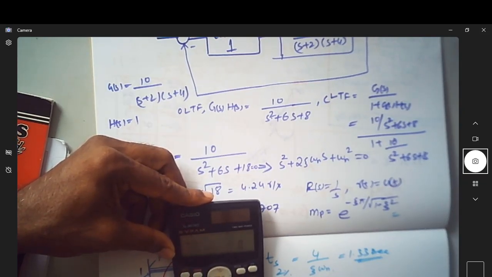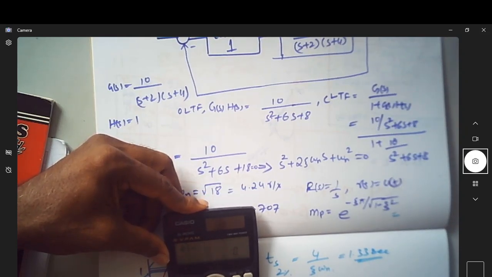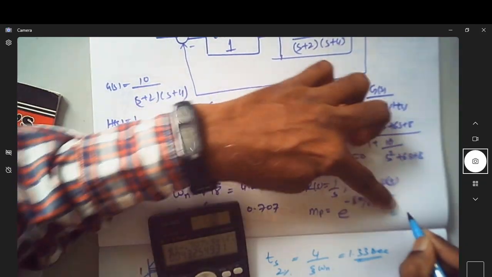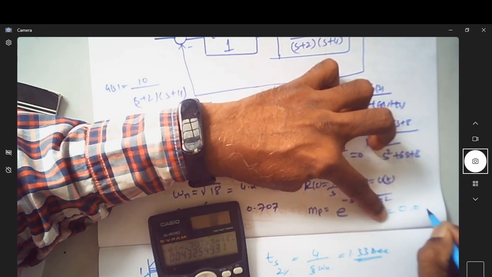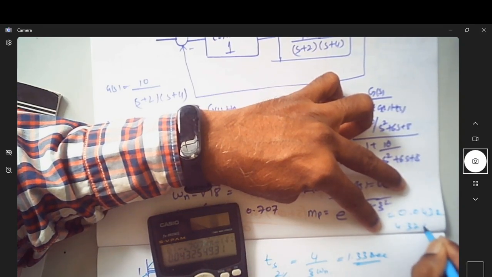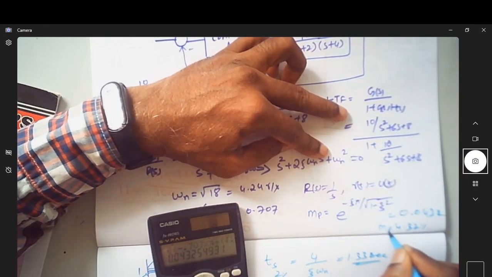MP is e power minus of zeta, which is 0.707, into pi divided by under root of 1 minus 0.707 whole square, close. Okay, now you can see the MP value coming out to be 0.0432, that is 4.32% overshoot. So this is the MP value.